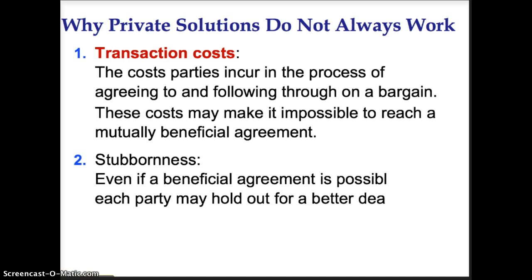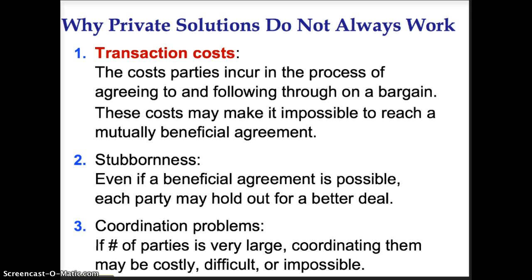The second problem is stubbornness. Even if a beneficial agreement is possible, each party may hold out for a better deal. The third problem is coordination. If the number of parties involved is very large, coordinating them to agree may be costly, difficult, or impossible.